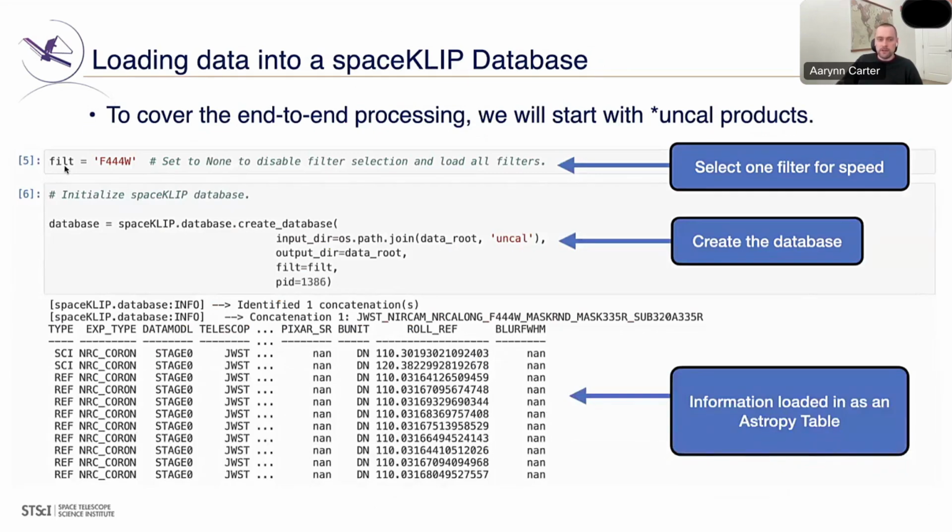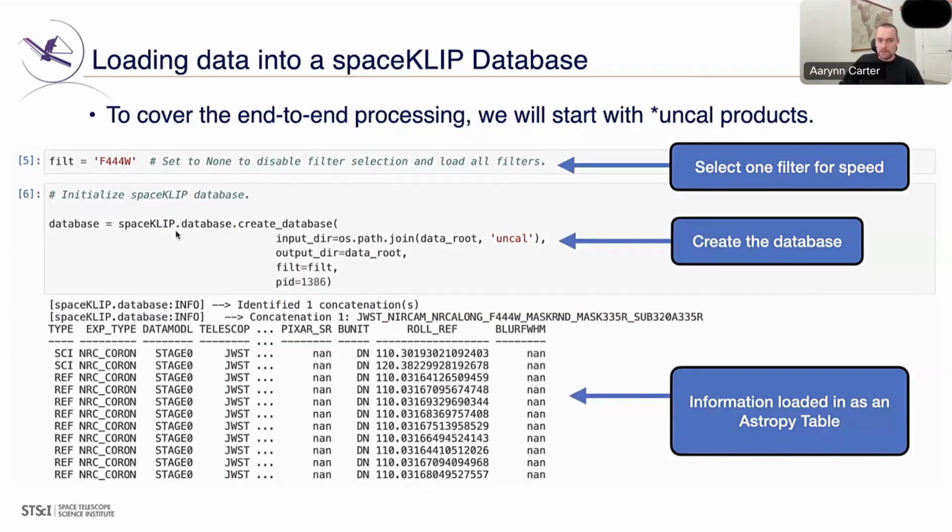So here we're just selecting one filter to look at. For this data we downloaded, there's actually 5 different filters. And if we were to run spaceKLIP, it would happily handle that, but it would run all 5 in a row, and that might slow things down. So just for the tutorial, we'll just look at one, this F444.